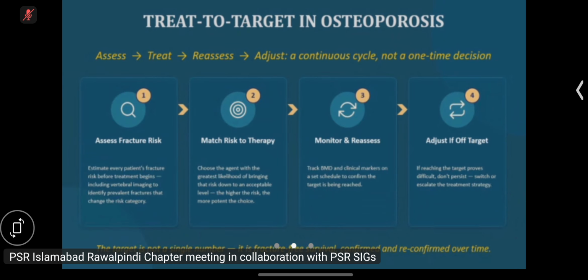So these are the 4 steps while considering a treat-to-target approach in osteoporosis. Number 1, we assess the fracture risk of the patient and assign them with a target. We start the treatment of the patient, then we reassess the patient, and finally, if any adjustment is needed, we make the adjustments in their therapy. Now, in the subsequent slides, I'll be looking at these steps in detail.